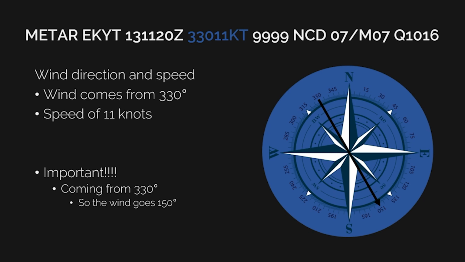The next is the wind direction and speed. Here the wind is coming from 330 degrees with a speed of 11 knots. It's very important to remember that the wind is coming from 330 degrees, so the wind goes to 150 degrees, as you can see on the compass.